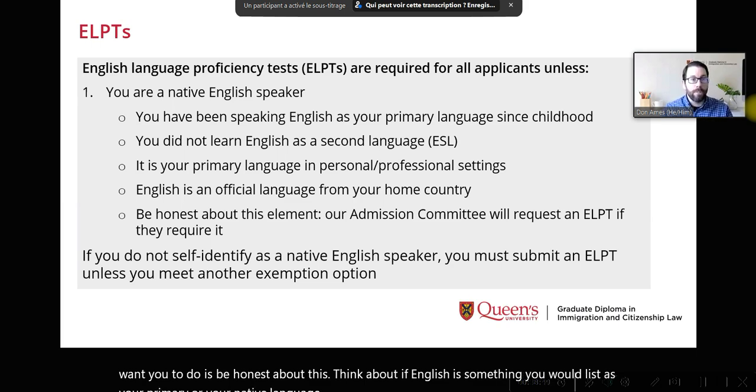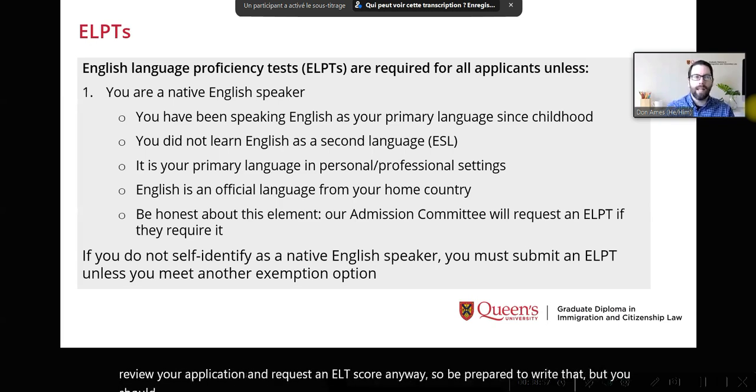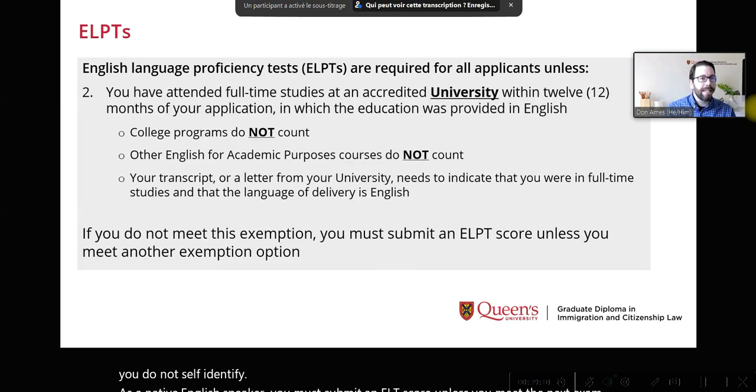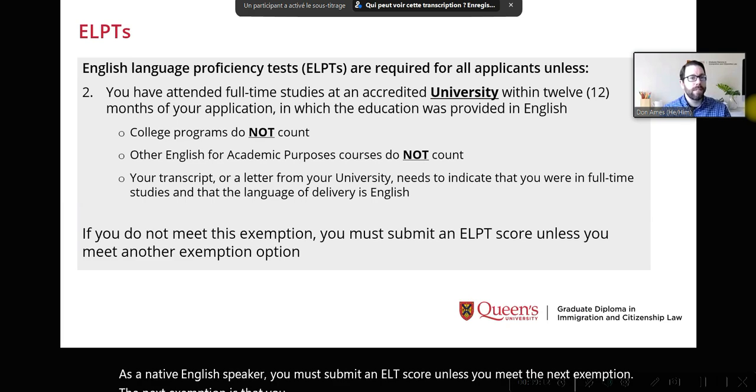Throughout the process, our admission committee could review your application and request an ELPT score anyway. So be prepared to write that, but you should be well ahead of the game in understanding if you need to provide it or not upfront. If you do not self-identify as a native English speaker, you must submit an ELPT score unless you meet the next exemption. The next exemption is that you have attended full-time studies at an accredited university within 12 months of your application in which the education was provided in English.